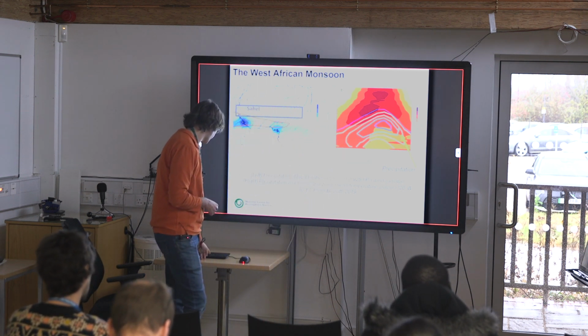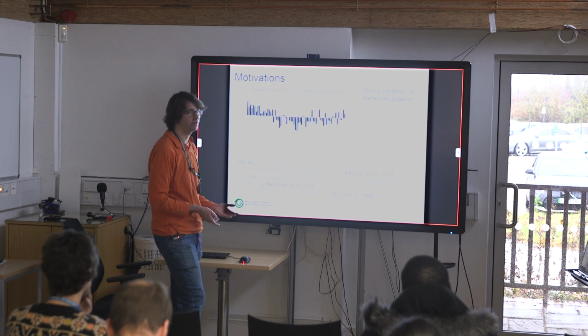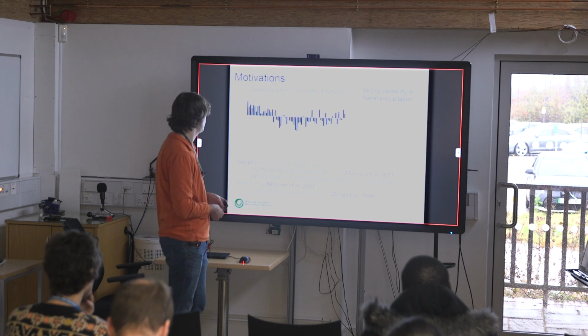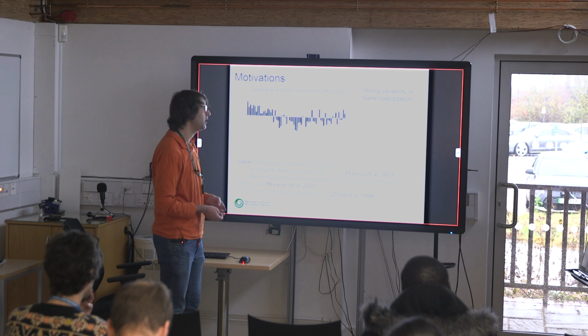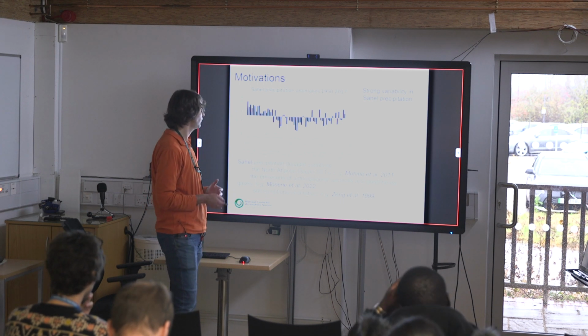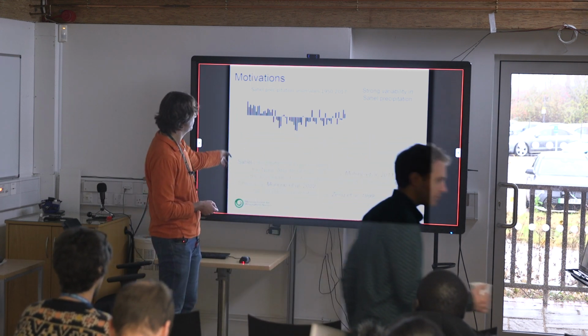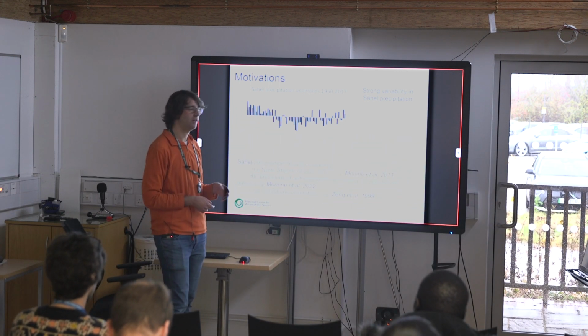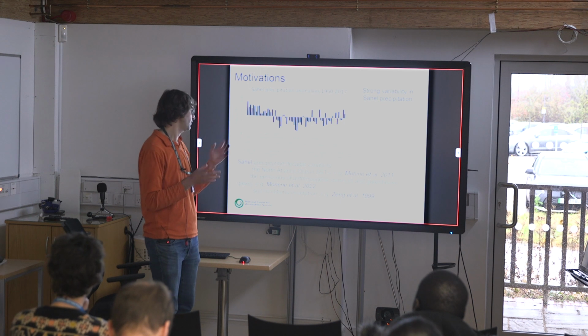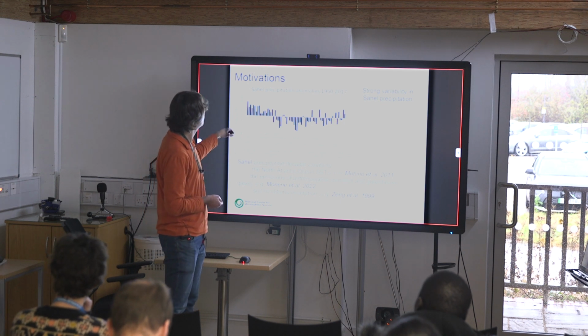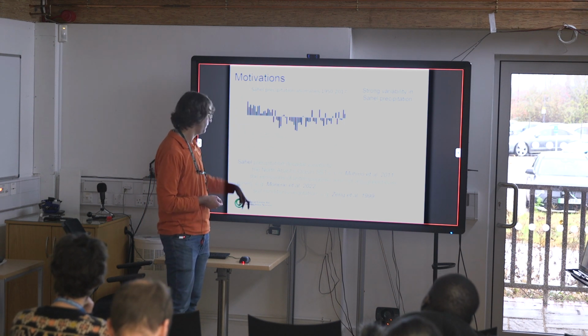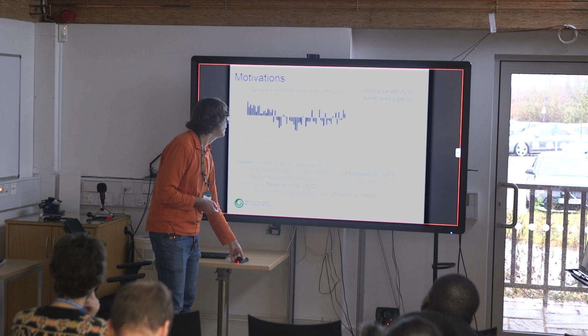So we have the seasonal cycle of the monsoon. It's very important in summer. It's bringing most of the precipitation, and that's very important for agriculture. But we also have a strong variability of the precipitation. So what we can see here is the precipitation average across the Sahel, mostly the western part of the Sahel, and we have a strong variability from one year to another.